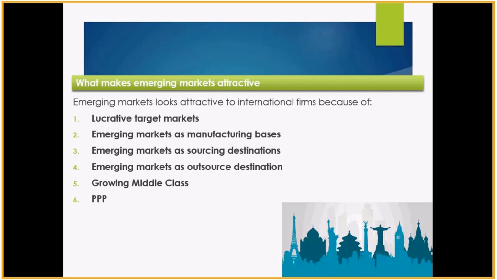Sixth one is PPP, that is purchasing power parity. So you can see that when evaluating the potential of individual markets, managers often start by examining aggregate country data, right, like gross domestic product, gross national income, etc., right? Or you can say reference currency, or currency parity against the US dollar, right?